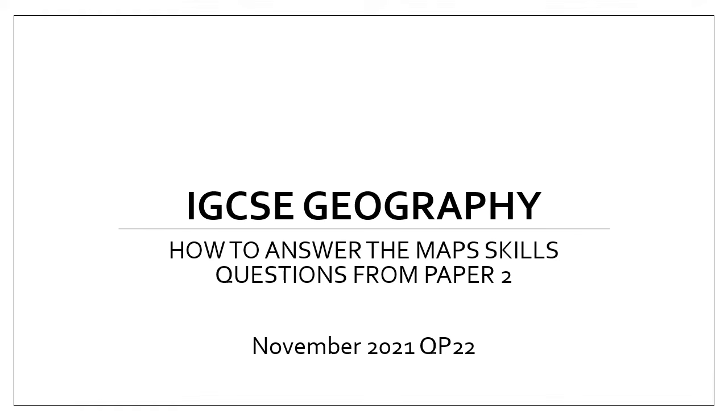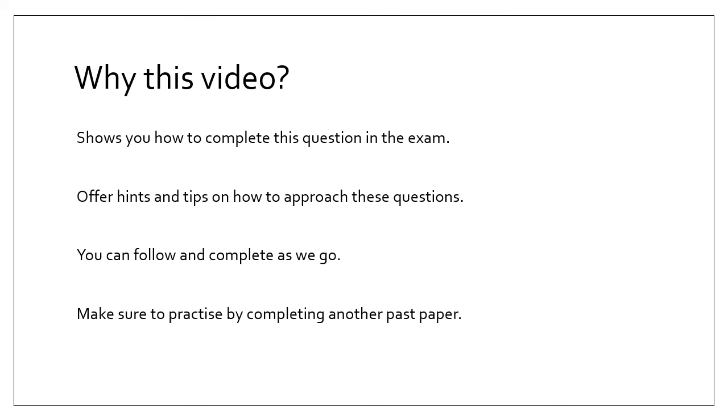Welcome to this walkthrough video on how to answer the IGCSE Geography Paper 2 Map Skills question from November 2021, question paper 2-2. So why this video? Really, this video shows you how to complete this question in the exam. There is always in paper 2 a map skills question worth 20 marks. There's not a lot of variety in the questions, particularly when it comes to six-figure references, bearings, and direction. And so really this video offers you hints and tips of how to approach these questions.